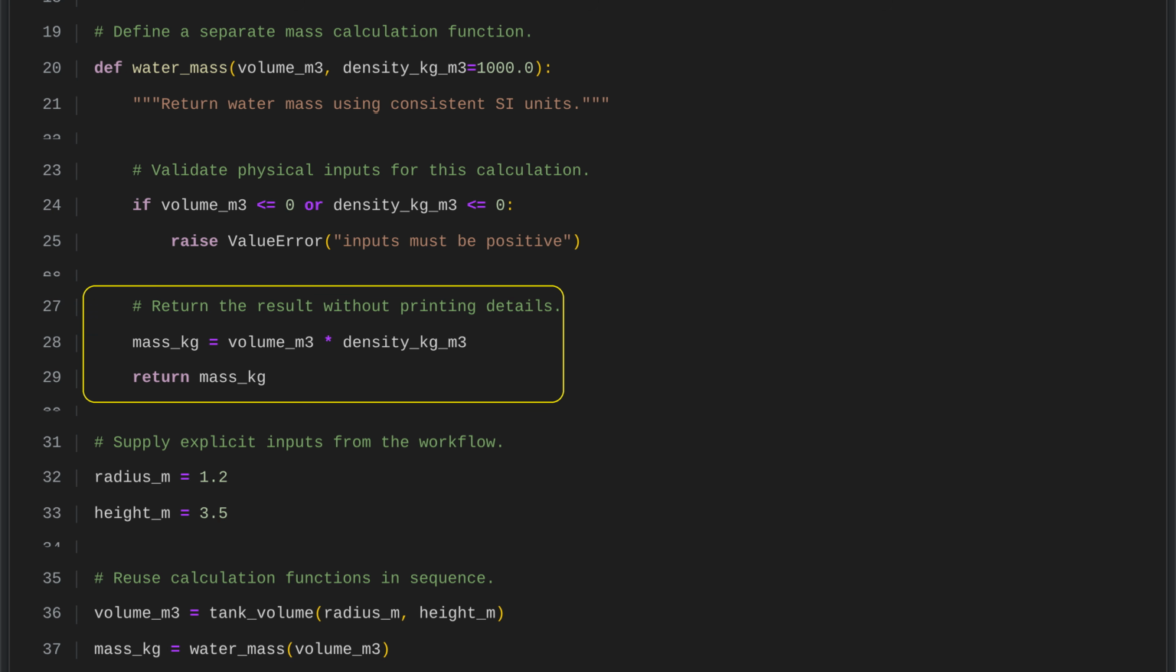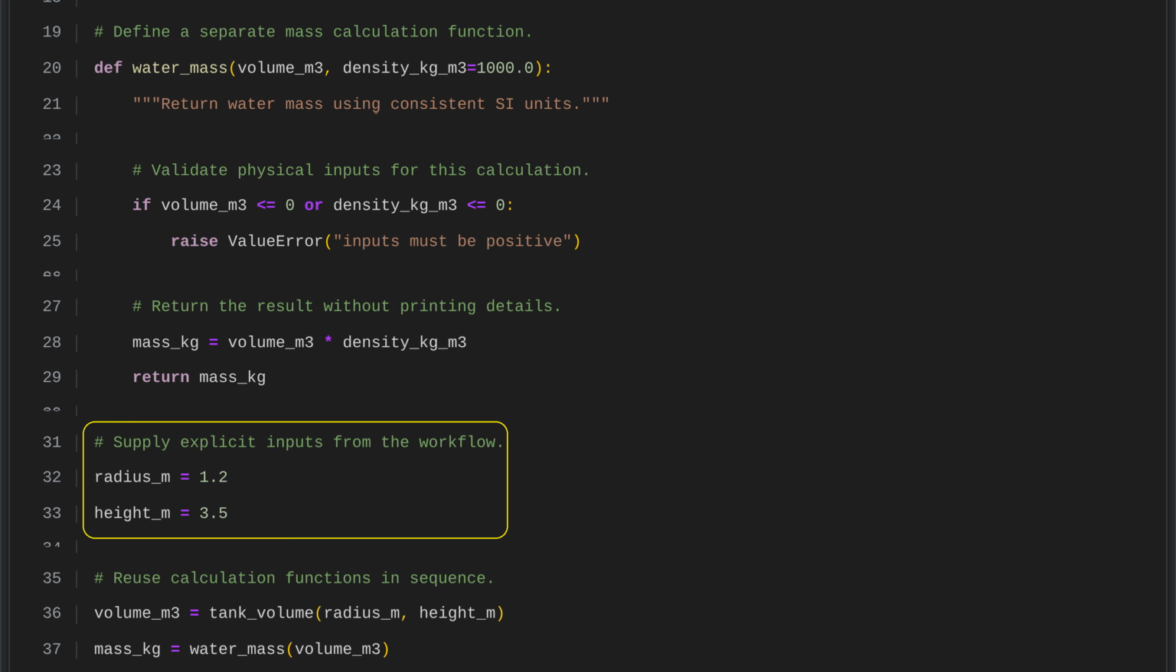The function finds the mass of water by multiplying the tank's volume by water density, giving a result in kilograms when the units match. It returns this value so other parts of the program can use it without printing anything itself. The cylindrical tank is defined with a radius of 1.2 meters and a height of 3.5 meters. These fixed inputs are used to calculate the tank's volume and the mass of water it can hold accurately.